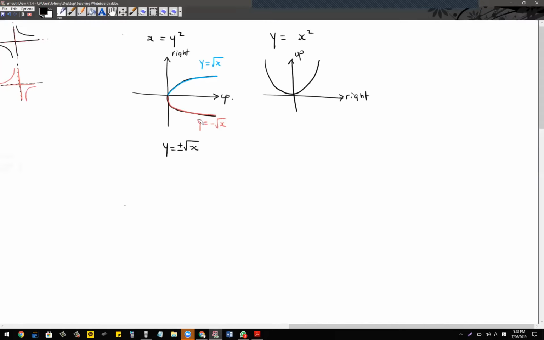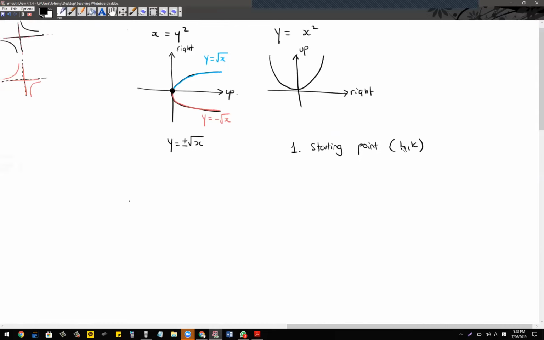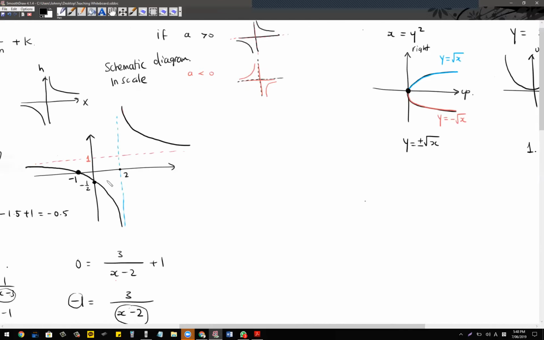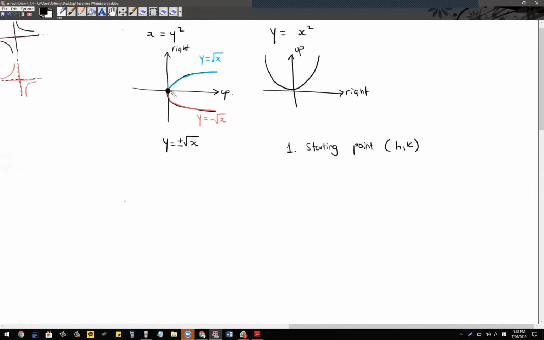I'm going to talk about the graph of the square root of x. First thing you need to know is the starting point, and that's this point over here, given by (h, k). Again, in the previous case (h, k) gave you the asymptotes. This one gives you the starting point. y equals a root of x minus h, plus k.